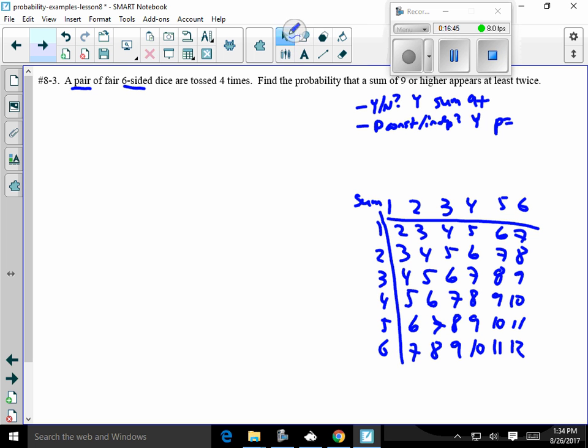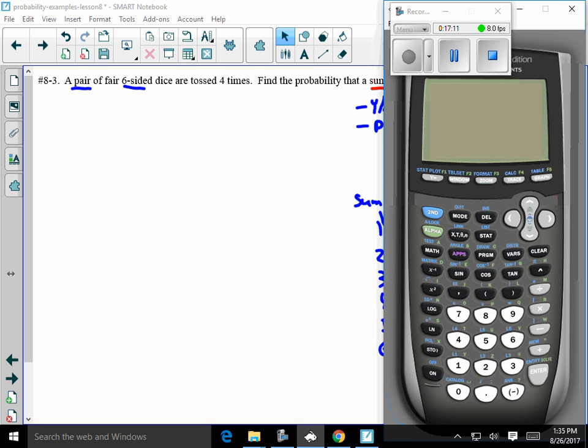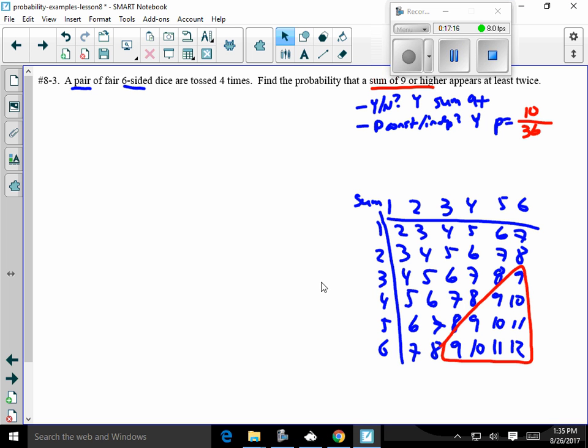Okay, so how many of those are sum of 9 or higher? So that would include the 9s and everything above the 9s, right? So there's 6 by 6, right? There's 36 different possible sums, and 1, 2, 3, 4, 5, 6, 7, 8, 9, 10 of them. So 10 out of 36. That's the probability that we would have a sum of 9 or higher. And let me just quickly convert that to decimals. 10 out of 36 would be 0.2777. So I could say the probability of success is constant, and it's 0.2778 approximately.